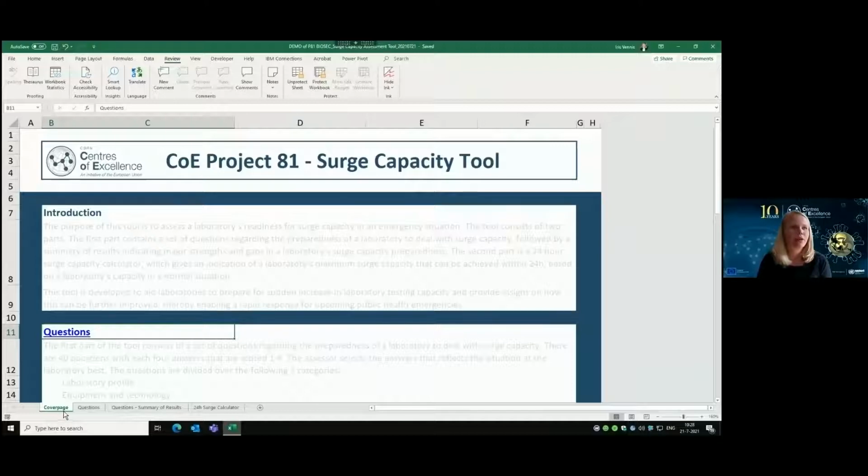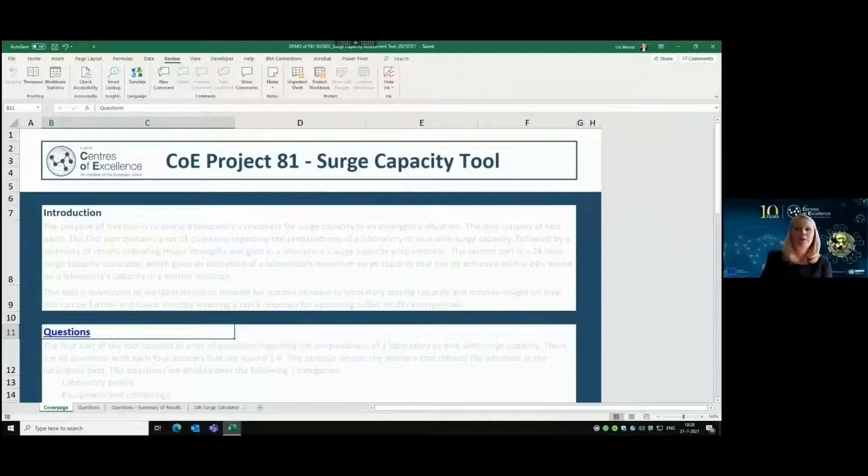It consists of 4 sheets: the cover page, the questions, the summary of the results of the questions, and the 24-hour surge calculator. We start today on the cover page, which is the page I'm at the moment. For demonstration purposes, the text is now in light gray, but in the real tool, it will be easy to read. So the surge capacity assessment tool introduction starts with some background on the tool. It explains that it consists of 2 parts, the questions part and the calculator part.